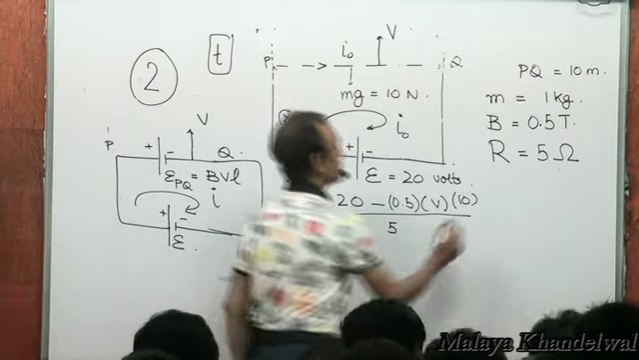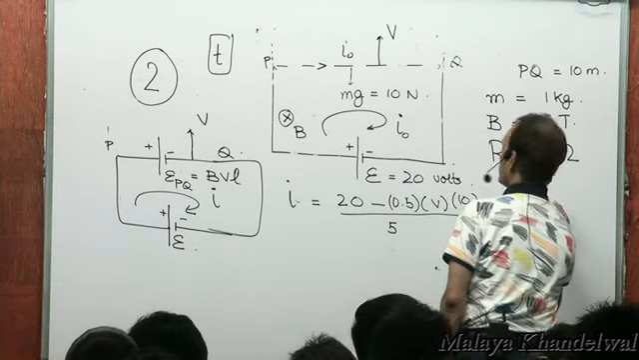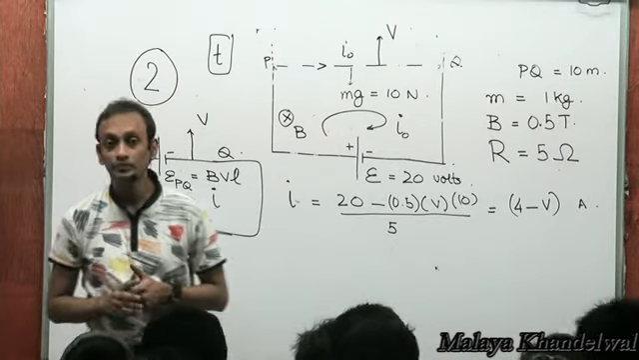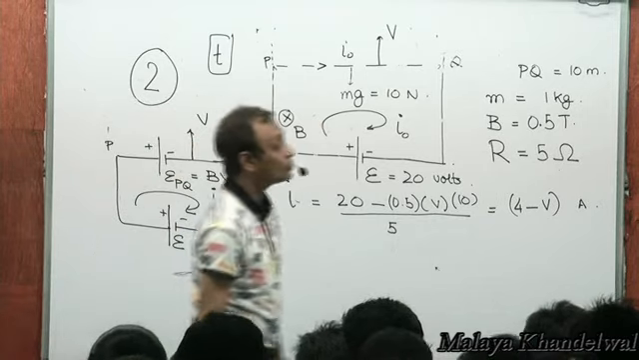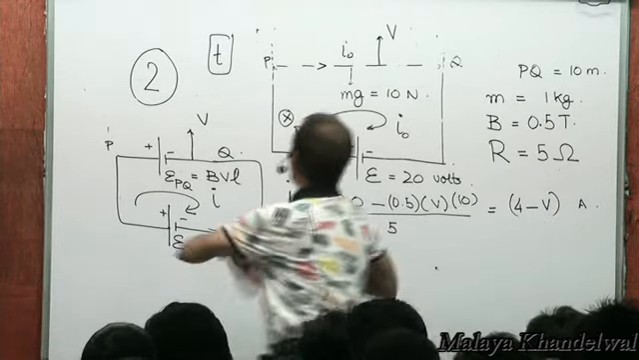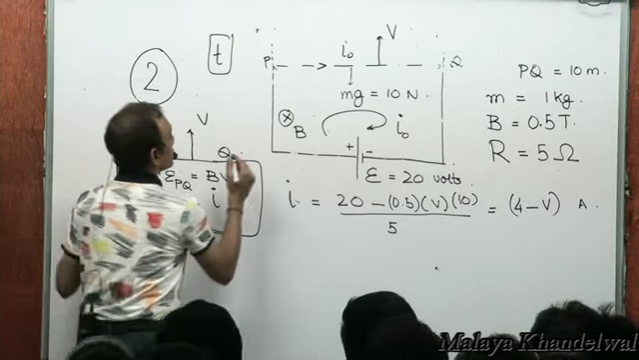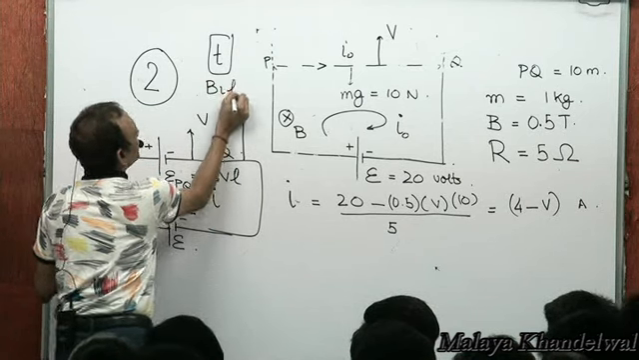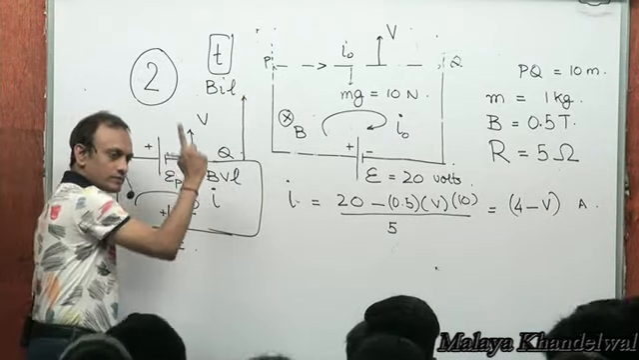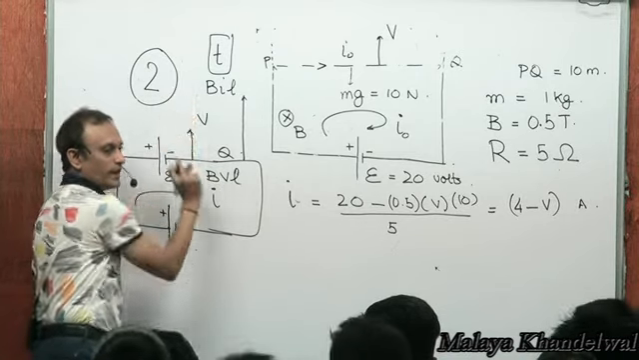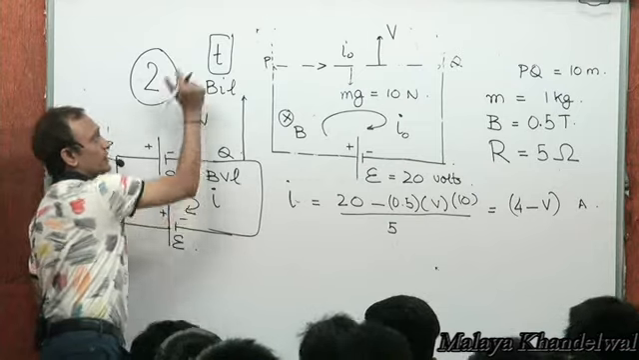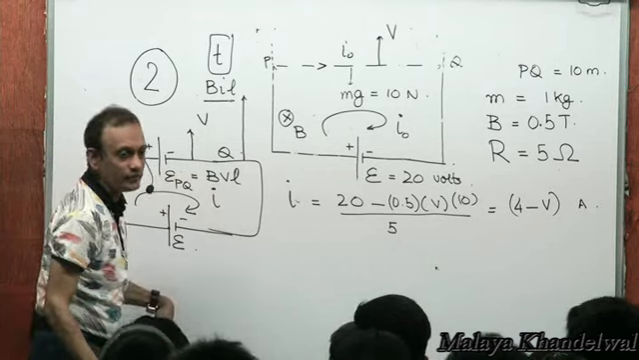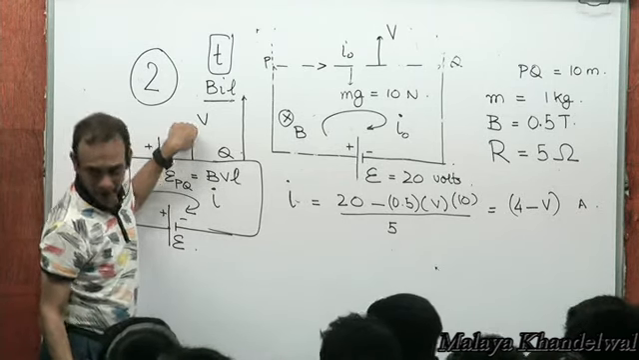Yes or no? So that becomes 4 minus V amps, when the velocity of this has become V. Right? Now, the mechanical aspect: there is a magnetic force that acts on it, BIL, upwards. dL cross B: dL is like this, B is like this, so dL cross B is upwards. The net downward force is going to be BIL minus mg, and that must be m dv/dt, yes or no?